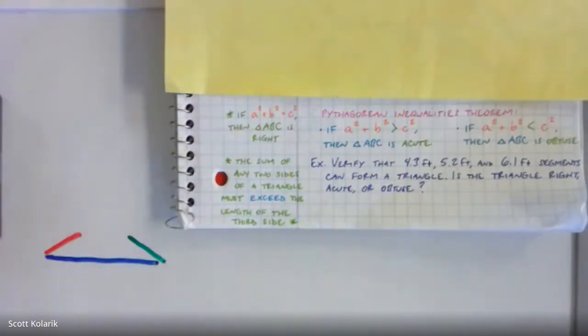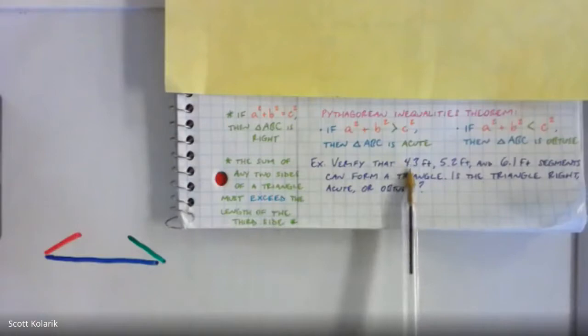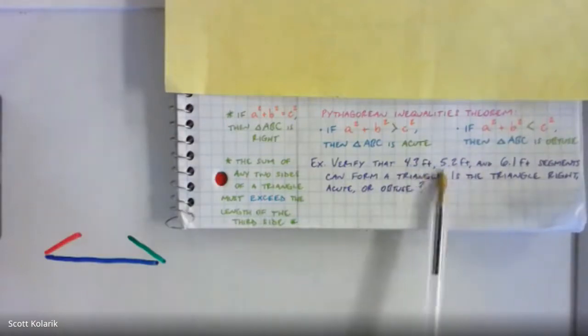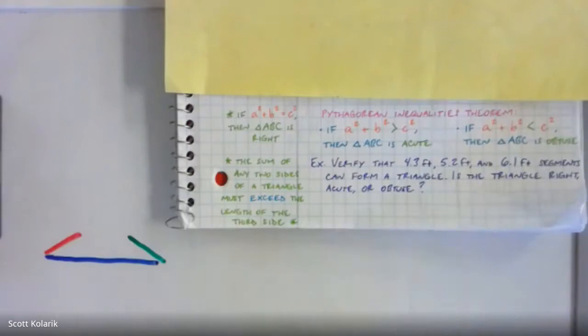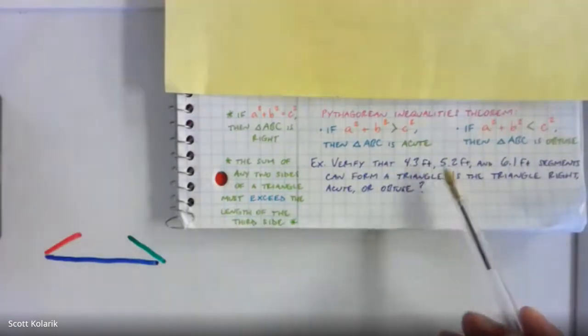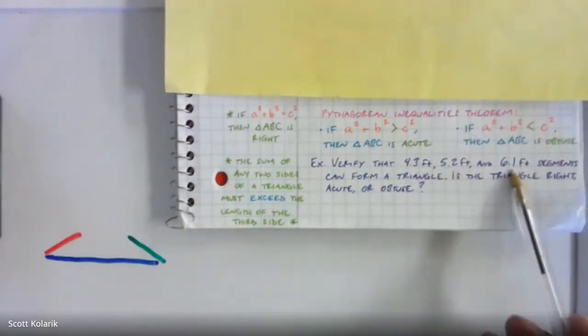no overlap or anything like that, the sum of any 2 sides, in other words, if I were to add up the lengths of any 2 sides, it would have to exceed or be greater than the length of the 3rd side. So what does that mean here? Given these 3 lengths, if I were to add any 2 of them together, it would have to be more than the 3rd length. So in this case, 4.3 plus 5.2 would have to be bigger than 6.1.